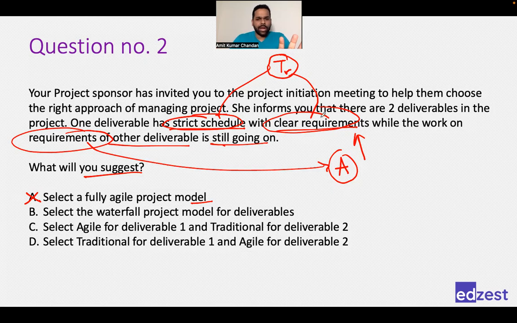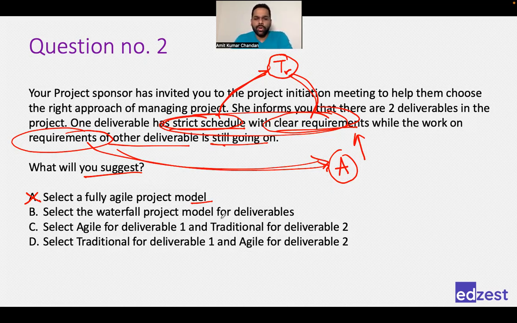One part of the question is talking about traditional approach. Another part is talking about agile approach. It could be mindset, it could be team arrangement, it could be on requirements, on scope, it could be anything else, right? But ultimately, they are talking about the traditional and agile approaches. The moment you see both the things and you are asked to select an approach, go for hybrid.